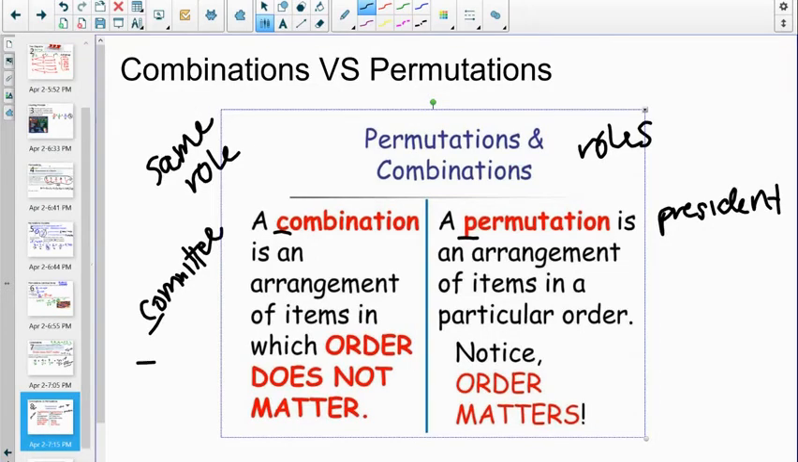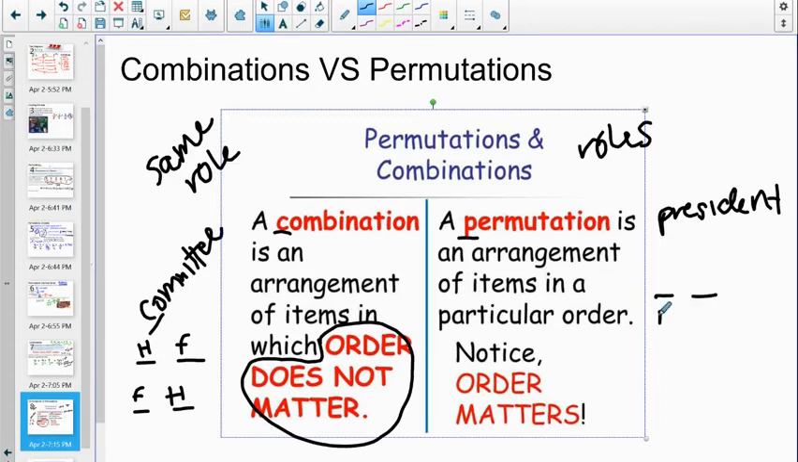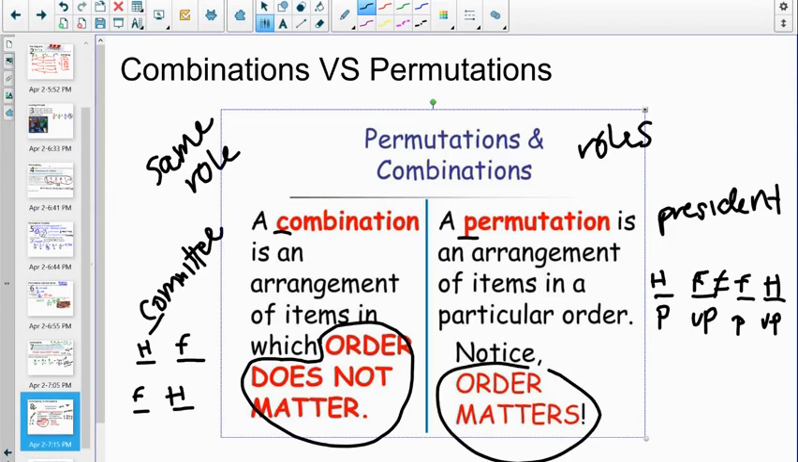Let's say we're talking about a committee and there's Miss Harrod and Mr. Feig. That's the same thing as saying Mr. Feig was picked first and Miss Harrod was picked second. So that's why order does not matter. But with permutations, if you had the president and VP, and if you had Miss Harrod as president and Mr. Feig as VP, that is different than if you were to assign Mr. Feig president and Miss Harrod VP. So that's when order does matter.